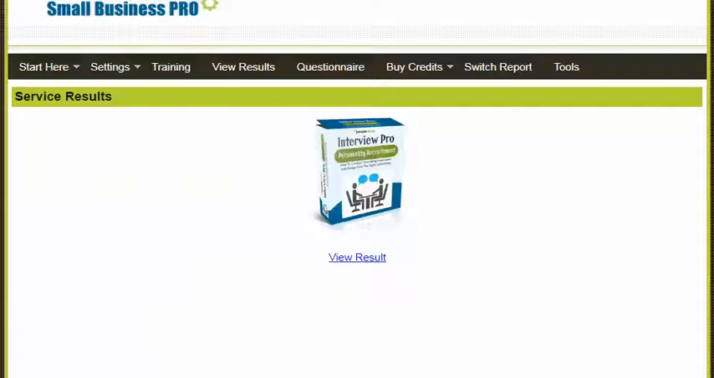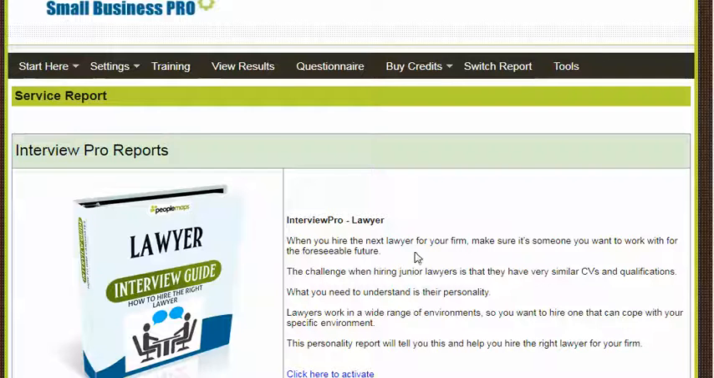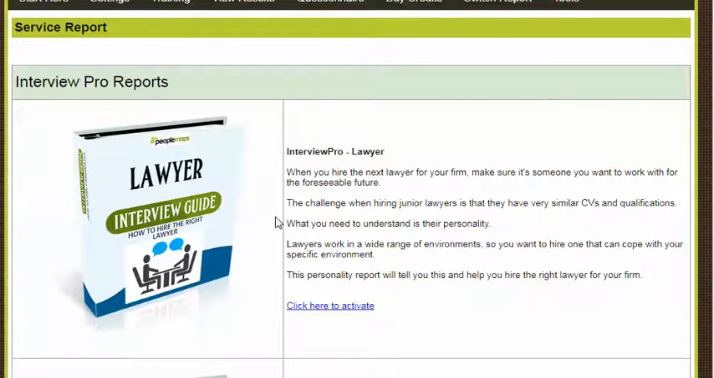So in the PeopleMaps control room, and if you've not got one, you can register and get a control room. There's no charge for that. And first thing I want to do is decide what kind of job it is that we're actually looking at and decide which report design to use. So within the Interview Pro range, there are several report designs.